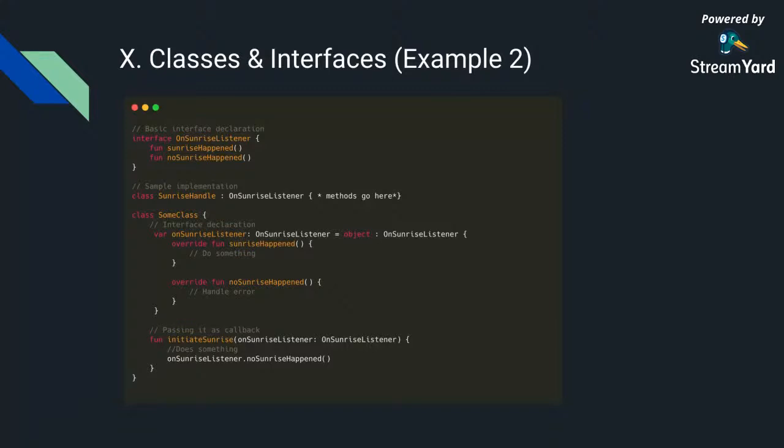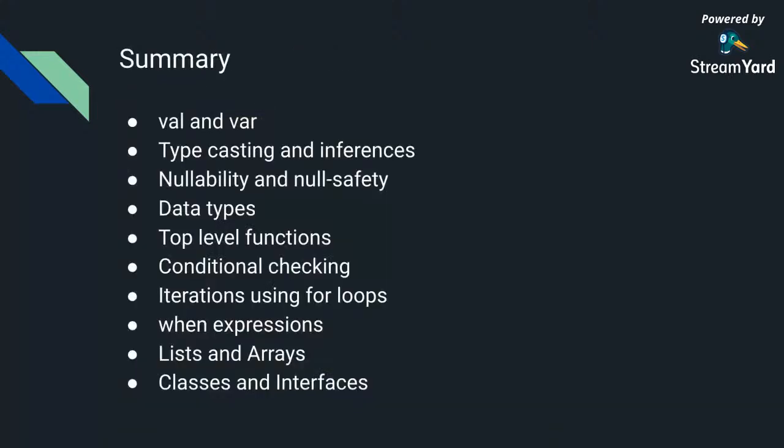Okay. So that is classes and interfaces for you all. And I think we have covered pretty much a lot of basics today. To summarize, val and var are the declaration types you use for having any value. And Kotlin has typecasting and type inference, so Kotlin automatically figures out which type of declaration you have.